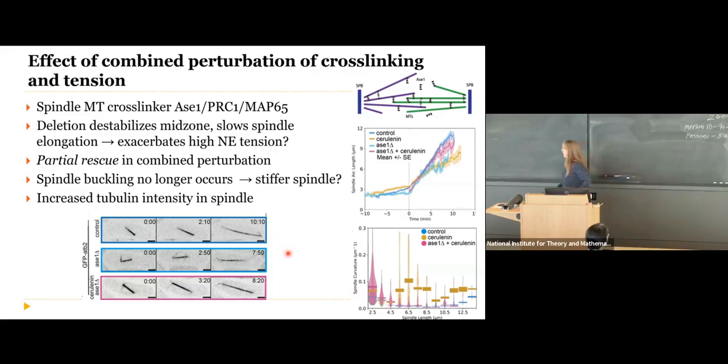And one clue to what might be happening here is some data quantifying the overall intensity of tubulin in the spindle. In the combined perturbation of cerulenin and ACE1 deletion, it gets higher. So when the spindle is missing this crosslinker that normally stabilizes it, and it has this increased tension that we think puts more force on it, it's somehow able to get more microtubules and do something that is mechanically reinforcing it. We do not understand why, but I think it's an interesting thing that we'd like to get to.